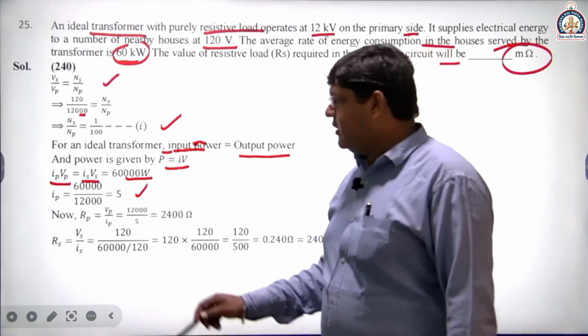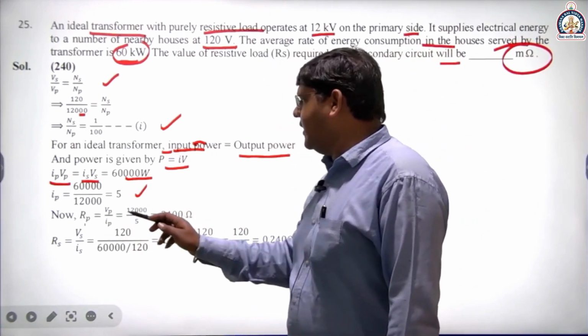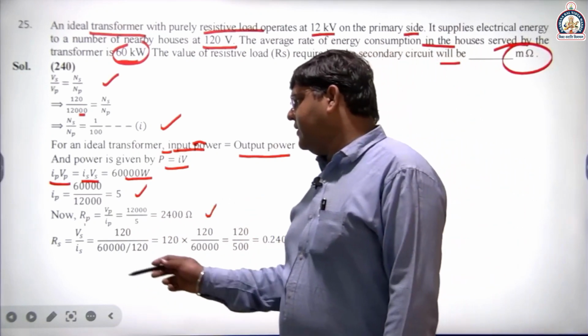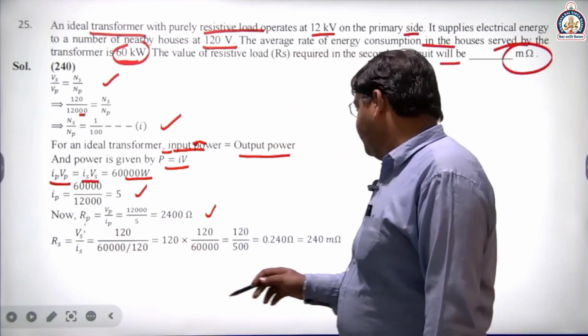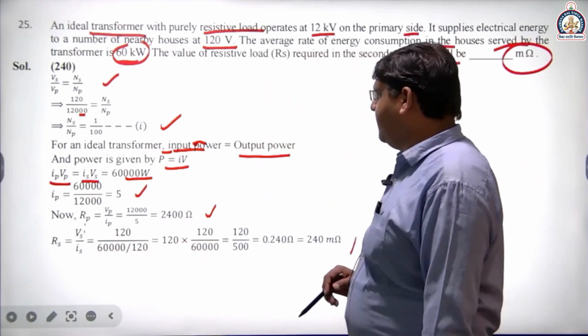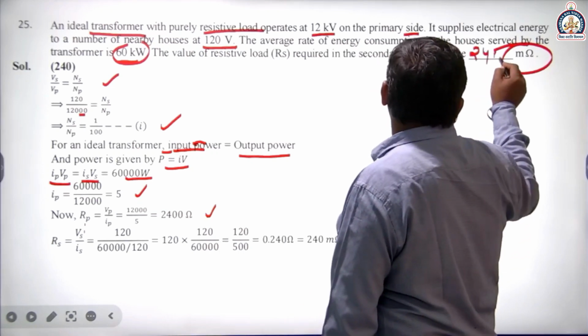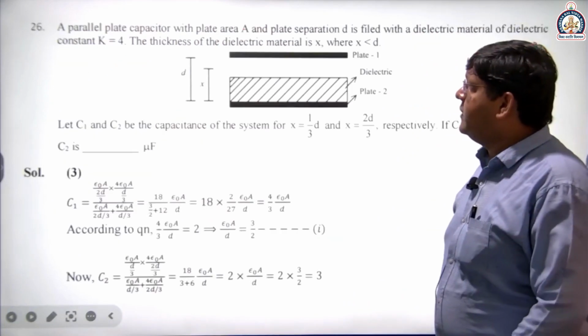Now the formula for resistance is voltage upon current. Voltage is 12,000 and current is 5. We get 2400. For secondary resistance, secondary voltage upon secondary current, and on solving we get 240 mega ohm. The answer is 240. Okay, moving to the next part.